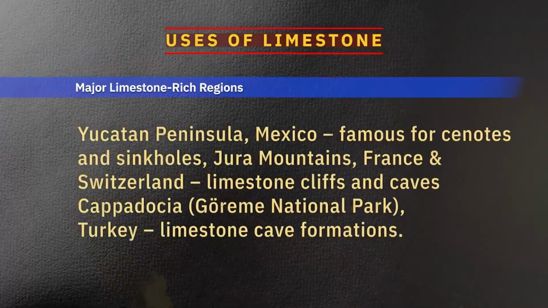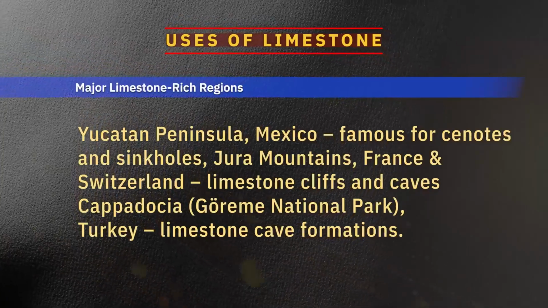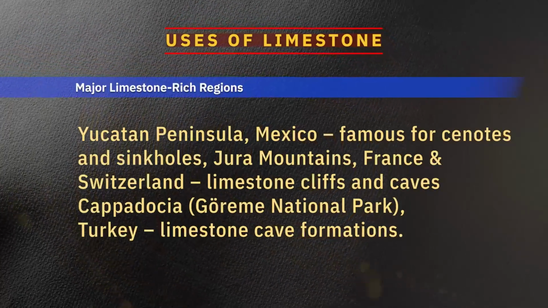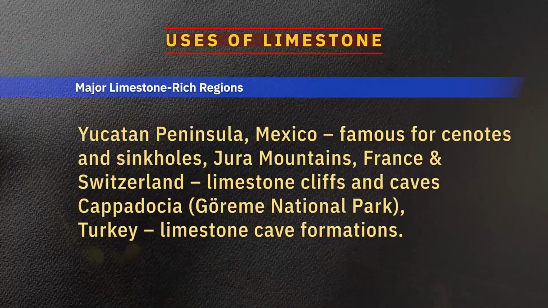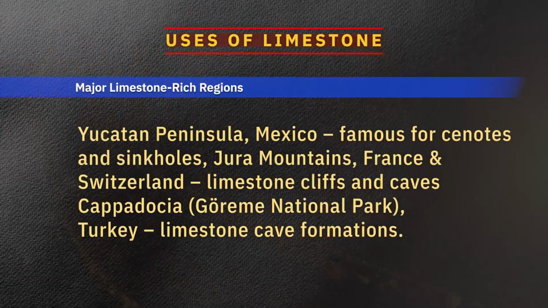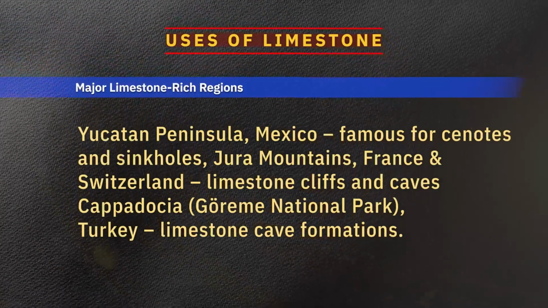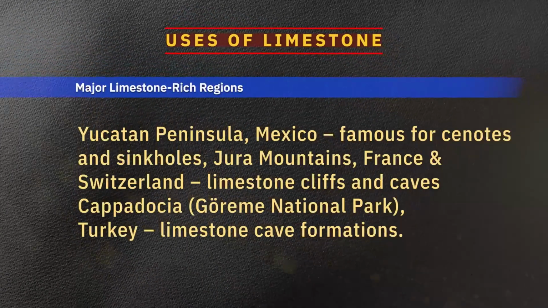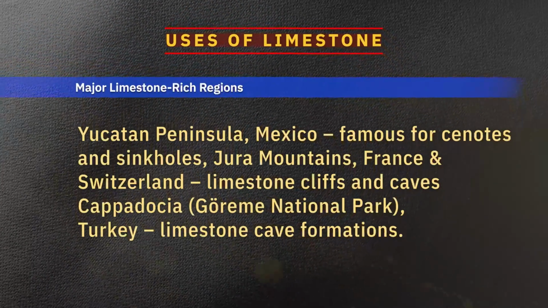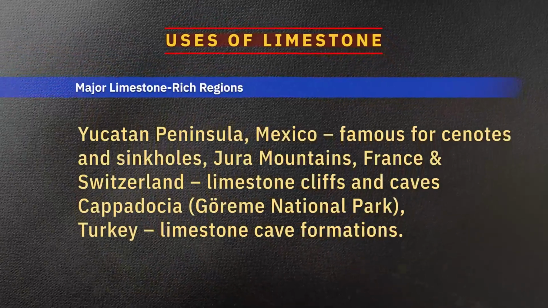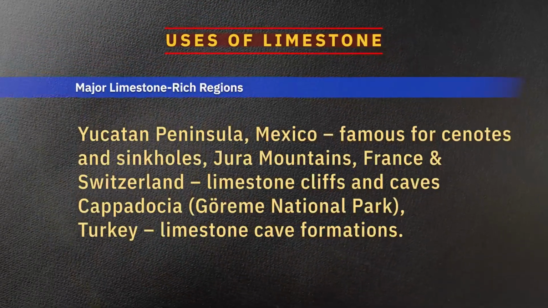So we have seen there are three main types of limestone distribution, and there are also some major limestone-rich regions. Like the Yucatan Peninsula in Mexico, famous for cenotes and sinkholes. Then the Jura Mountains in the UK, France and Switzerland, famous for limestone cliffs and caves. And Cappadocia, specifically Göreme National Park in Turkey, famous for limestone cave formations. So we have seen different types of limestone distribution worldwide, and the major limestone-rich regions.